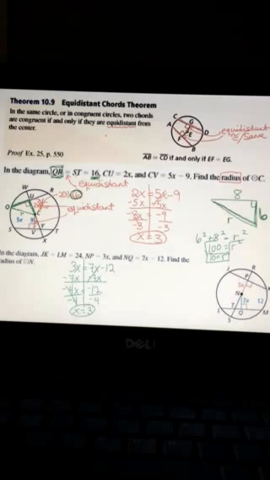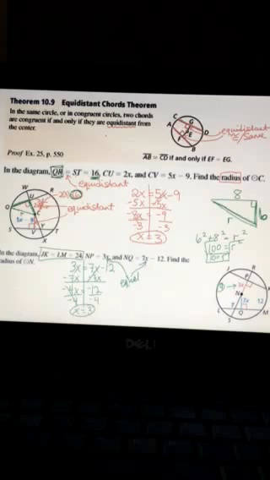Hopefully you recognized now that we would be equidistant here because they've told me that the two chords are equal. And the only way for that to happen is if my distances are equal. So setting those equal to one another, I was able to solve and see that x equals 3. If I plug that in, then I will see 3 times 3, that is 9.